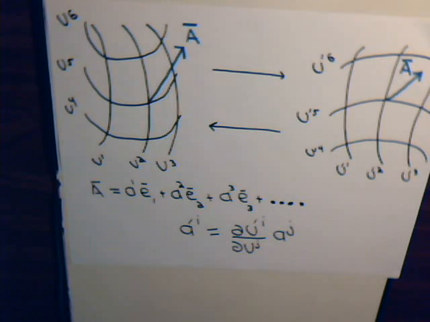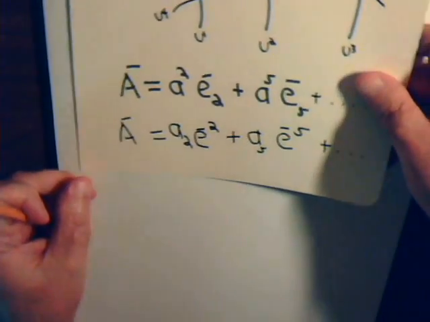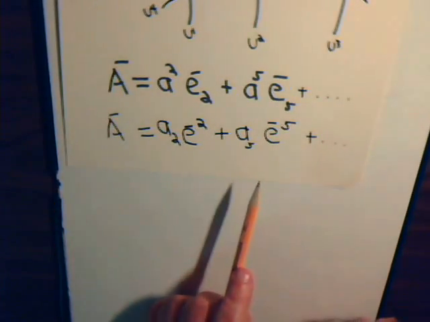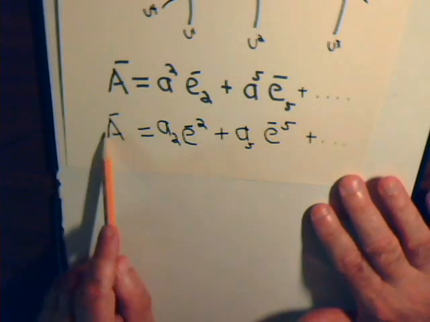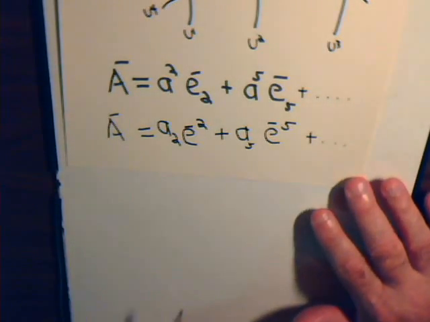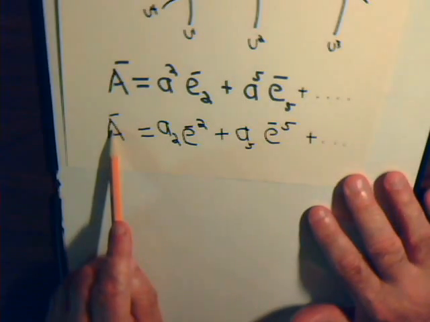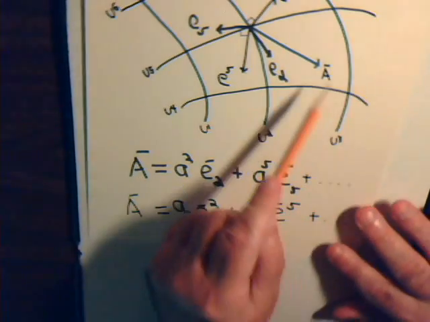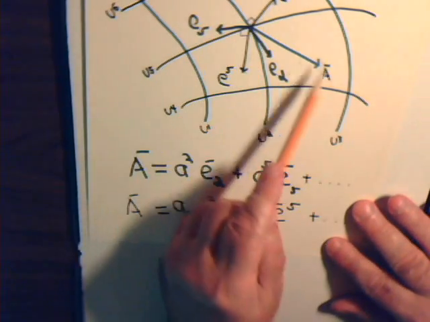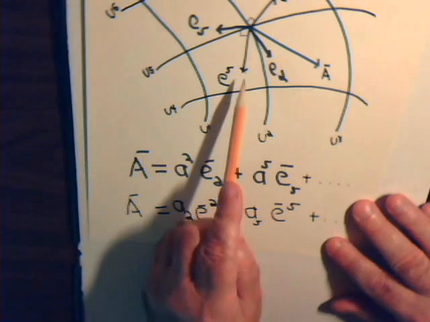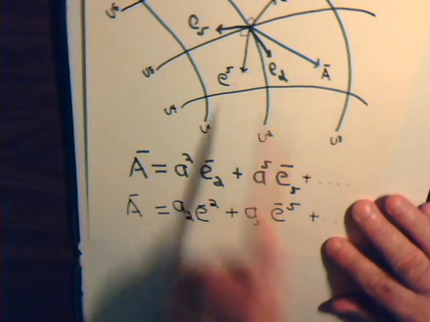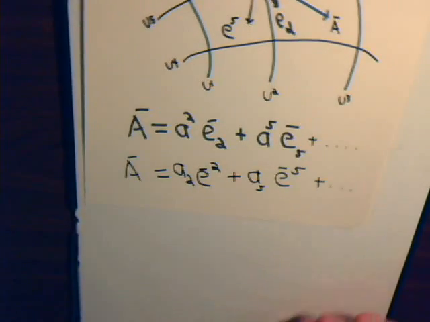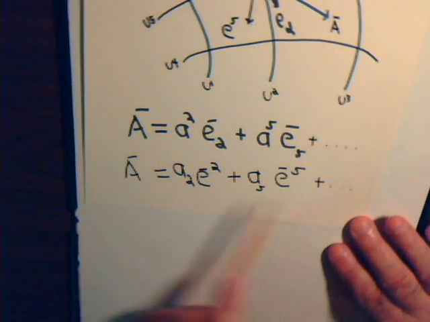Now, what we want to consider in this video is looking at this situation more closely. So, here then we have A being expressed by its components on these new orthogonal vectors that we created. These are orthogonal to the coordinate axis. They're not tangential to them. So let's look at this in more detail.